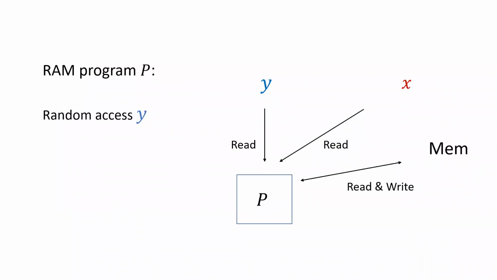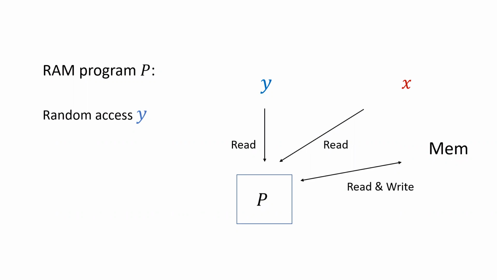And let me first expand a little bit. What do I mean by a RAM program P? This program P has two inputs, X and Y. The input is read-only, but this program P, without any encryption, needs to use some internal memory, like a scratch tape, to read and write the intermediate computation.